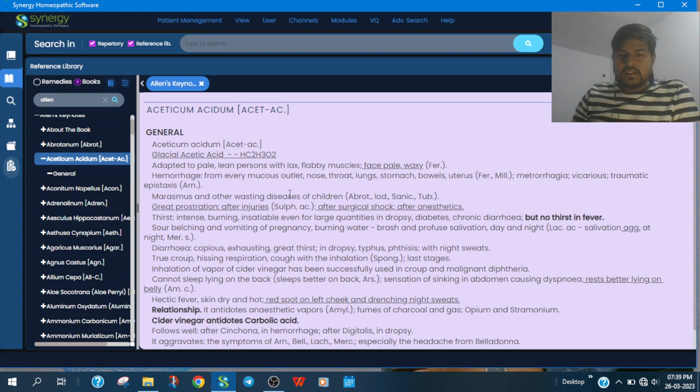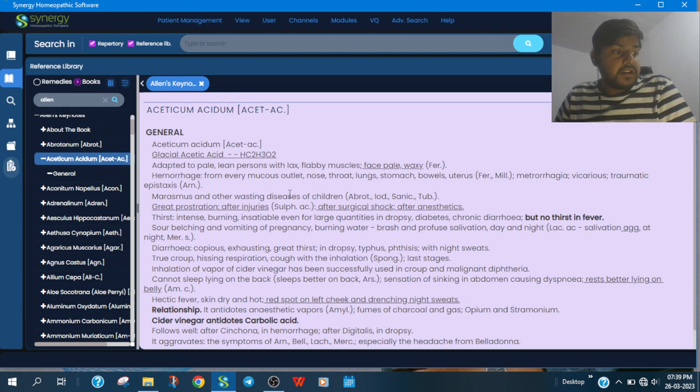Giving you an example of prostration, I want to add one more medicine, okay, one more medicine that is erigeron. I hope I'm pronouncing it right. If I'm not, please comment in the comment box.